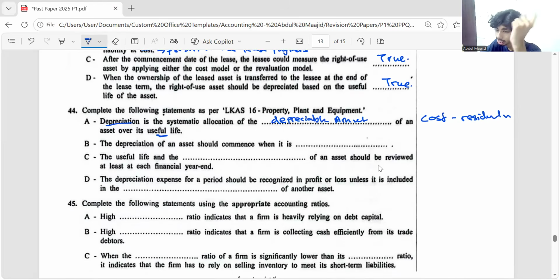B. The depreciation of an asset should commence when it is, I told in a previous question, when it is available for you.